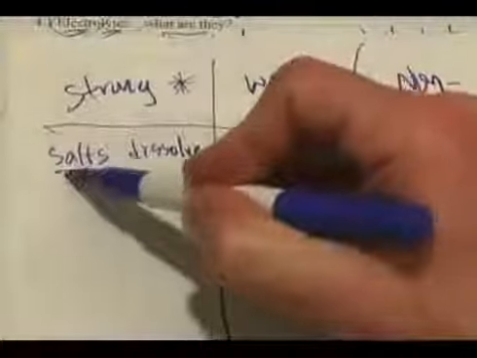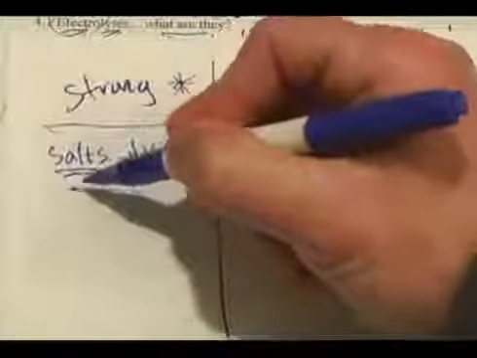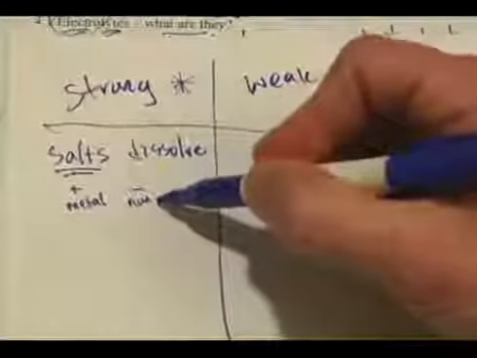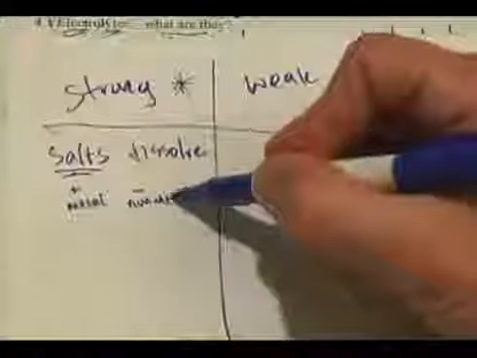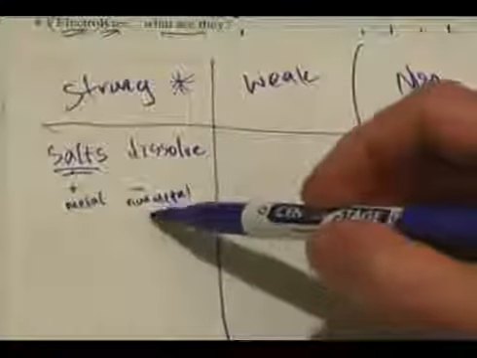So salts that dissolve in water. And a salt, if you don't remember from chapter 2, is a positively charged metal or polyatomic ion stuck together with a negatively charged non-metal, which is known as an anion, or it could be a polyatomic ion.